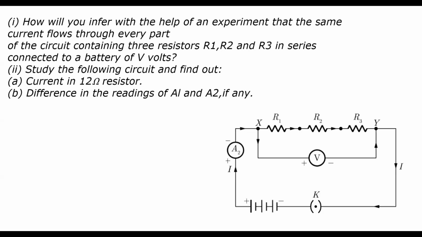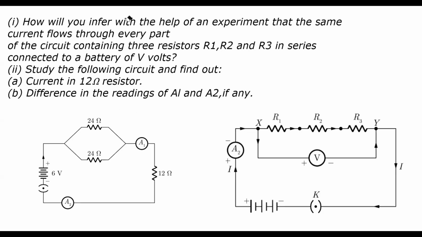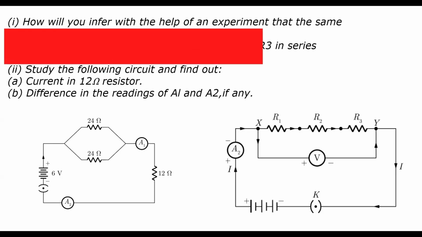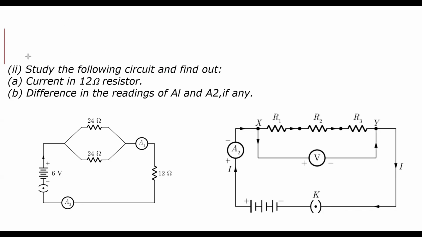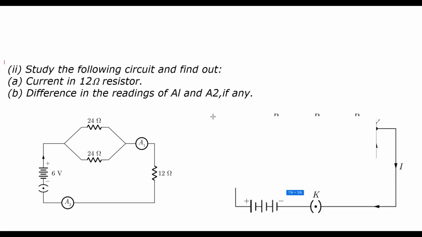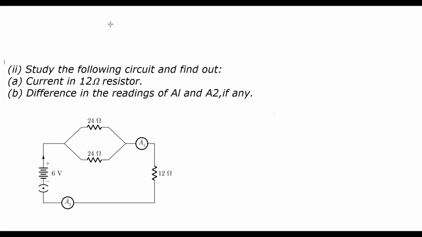Now, if I see the second part of this question, check what it is. Let me erase the above one. In the second part, the question here is to study the circuit diagram over here, and what we have to find out is the current through the 12 ohm resistor. So we have to find the current. As you can see, this 12 ohm resistor is connected in series.